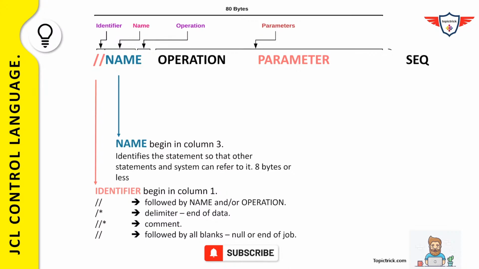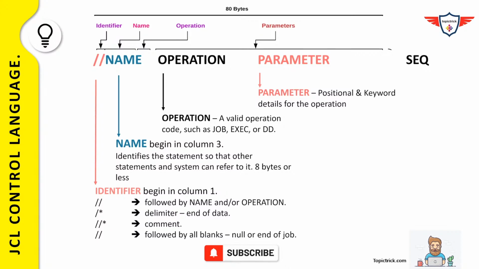The next field is the operation field, and this field is used to specify a valid operation code such as JOB, EXEC and DD, for the job card, execute statement and DD statement. The next field is the parameter field, and it is used to specify the parameters based on the operation field. There are generally 2 kinds of parameters specified, positional parameters and keyword parameters. And we will look into all these parameters in detail in our next slide.